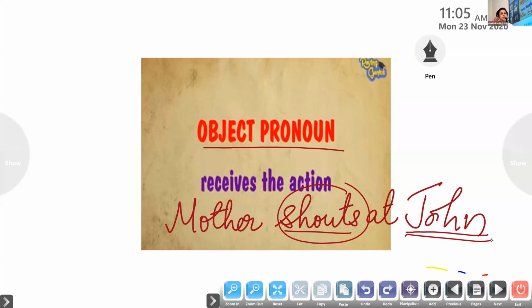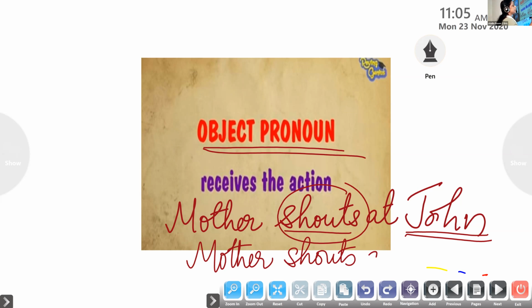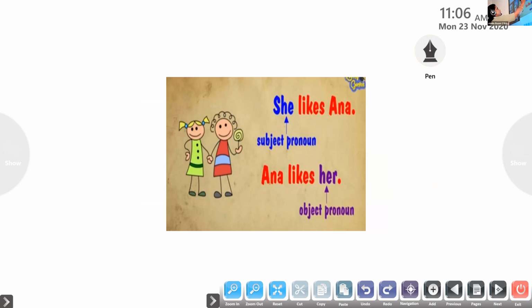So John has to be replaced by an object pronoun. So how do we do it here? Mother shouts at him. So for John, since John is the object of the sentence, we can't use the subject pronoun there. It should be replaced by an object pronoun. So we have to use him instead. Is that clear to all of you? Okay. Now, see here, she likes Anna. Here, she is the subject pronoun. Her is the object pronoun.